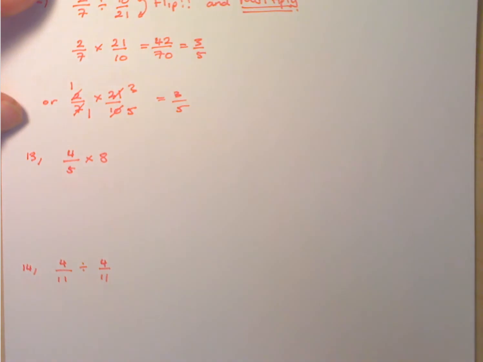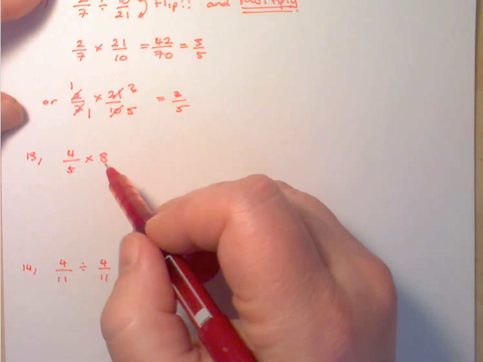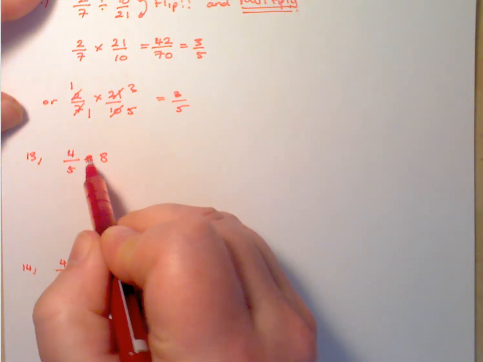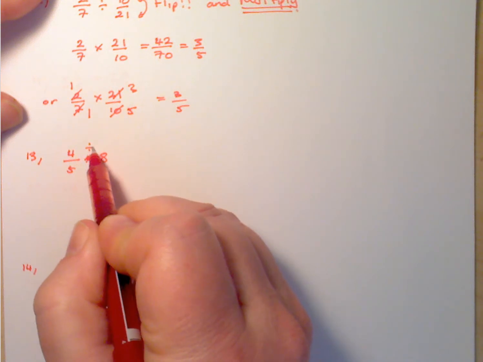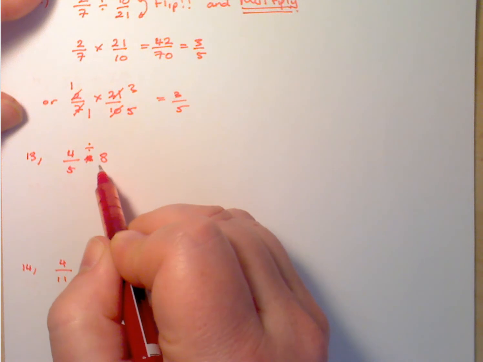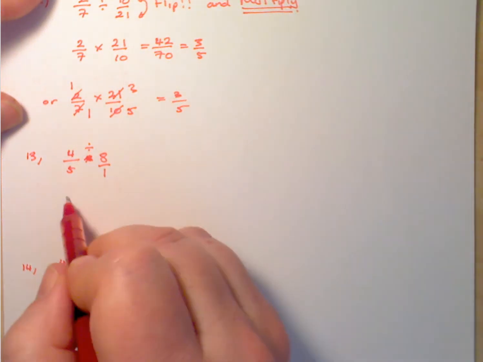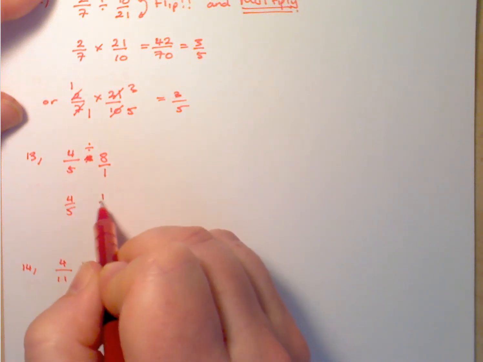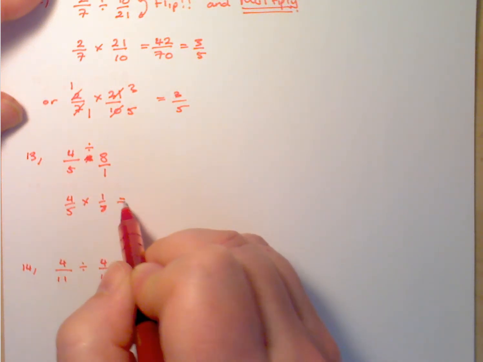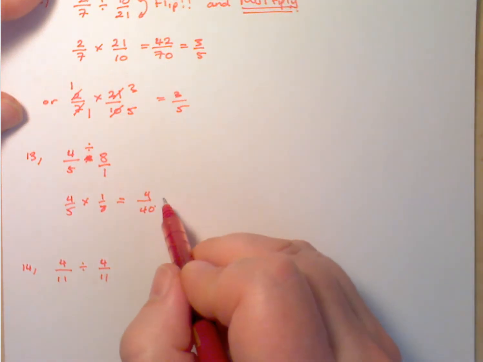Okay, now remember we had mixed numbers, we had to change them into improper fractions. Well, if you get regular numbers, you also need to change them into fractions. So here, actually that's supposed to be a division sign, so let me just change that to a division sign. We've got 4/5 divided by 8, and I'm going to convert it into a fraction by making it 8 over 1. 8 over 1 is equal to 8. Then I'm going to stick, flip, and multiply. Multiply the tops, multiply the bottoms, and you're going to get 1/10.